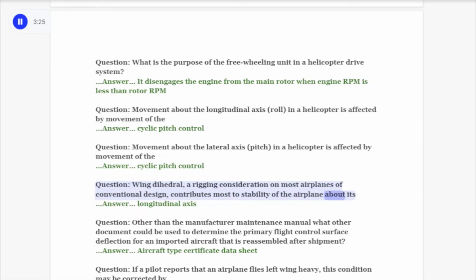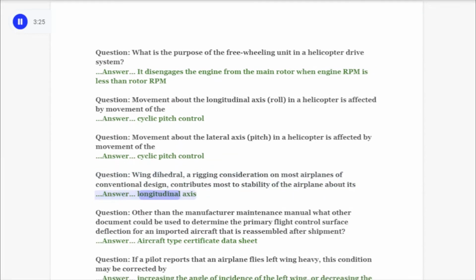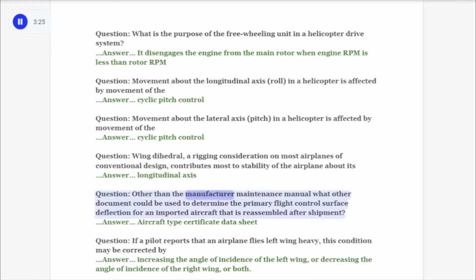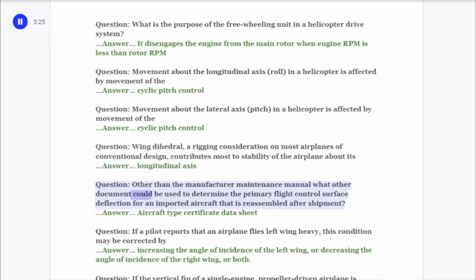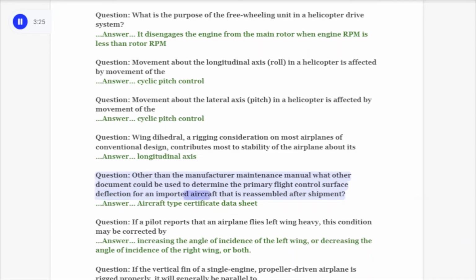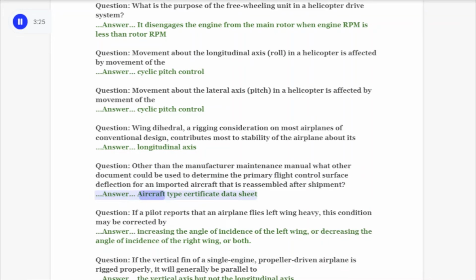Question: wing dihedral, a rigging consideration on most airplanes of conventional design, contributes most to stability of the airplane about its? Answer: longitudinal axis. Question: other than the manufacturer maintenance manual, what other document could be used to determine the primary flight control surface deflection for an imported aircraft that is reassembled after shipment? Answer: aircraft type certificate data sheet.